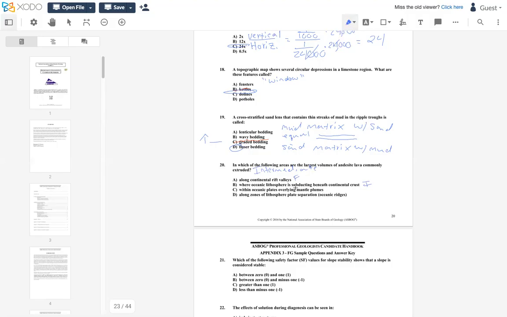Within oceanic plates overlying mantle plumes. Mantle plumes are coming from the deep mantle. They have a very mafic chemistry. Again, with mafic, you're just going to have more mafic. Separation, oceanic ridges. Again, just mafic. So it looks like where we're going to get an intermediate composition is going to be where we have some continental crust, a felsic component, and an oceanic crust, a mafic component. So B.